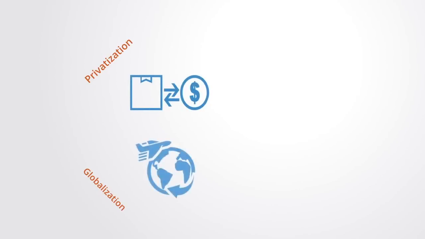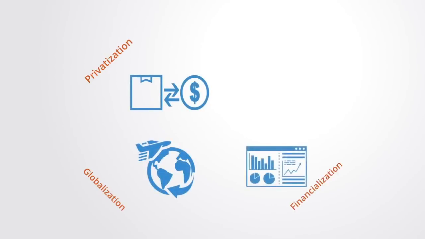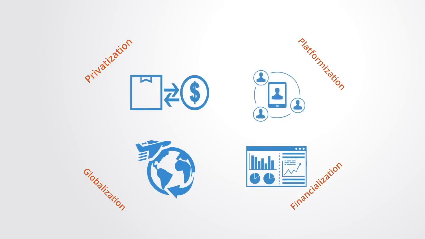Privatization opened up more spheres of activity to markets. Globalization expanded those markets around the world. Financialization connected up our real economy into an integrated, information-based financial system. The platform economy created new forms of user-generated networks.